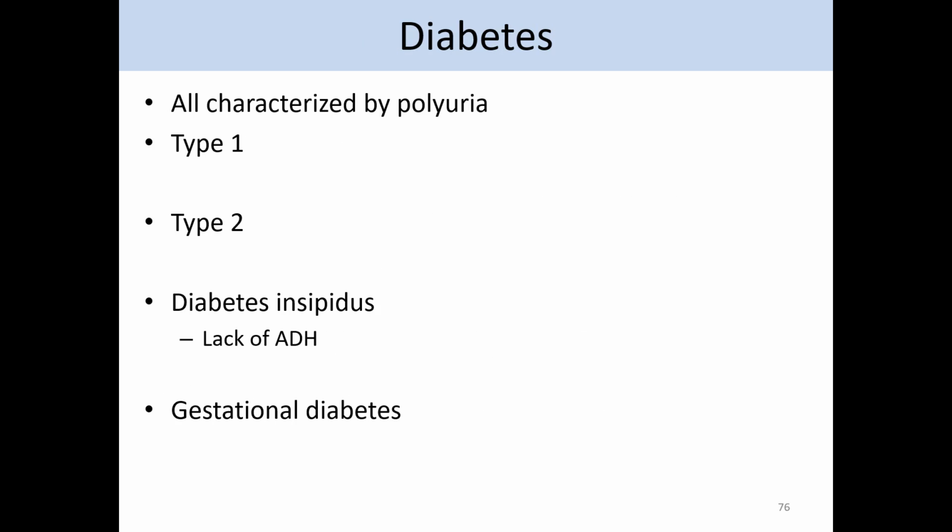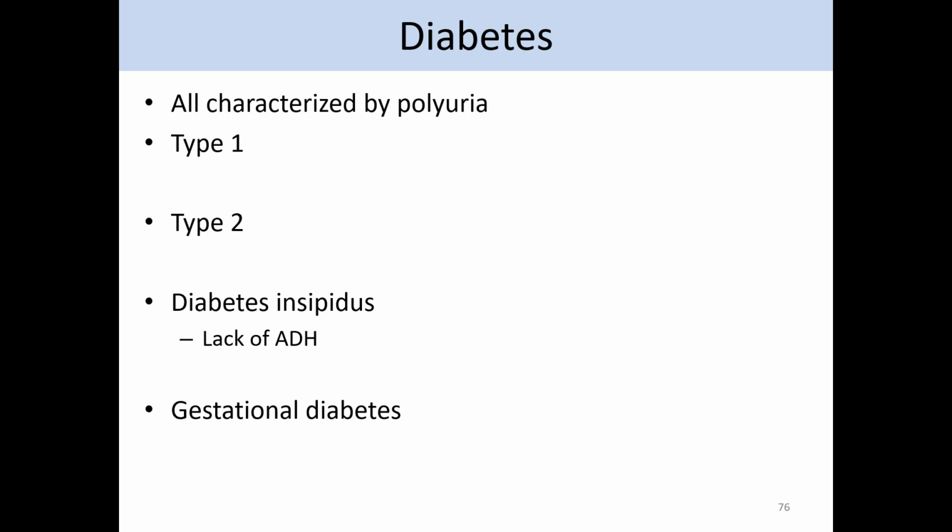It's always important to talk about diabetes when we talk about the urinary system. The term diabetes is actually just referring to conditions in the body that result in polyuria, or too much urine being produced. There are different types of diabetes. You've probably heard about type 1 and type 2 diabetes, but there are other forms too, like diabetes insipidus and gestational diabetes. And again, they all result in producing too much urine.